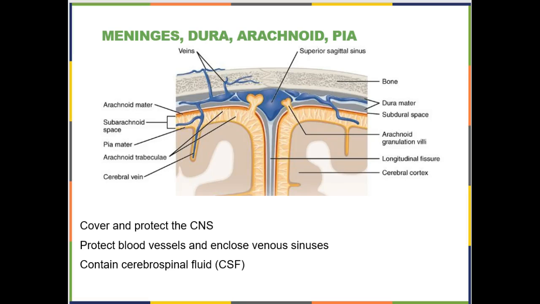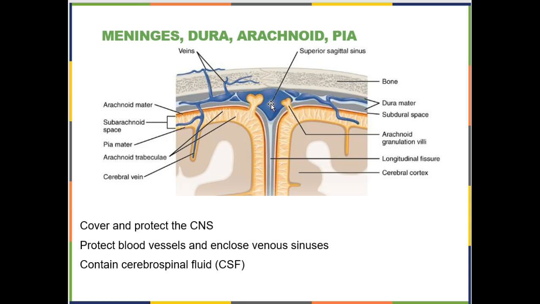Hi, welcome back. We are still in the central nervous system, now talking about the meninges, which if you've done the lab already, you are familiar with. They are three layers of connective tissue that cover and protect the central nervous system. They also provide a certain amount of protection for blood vessels, especially these big veins here called sinuses.